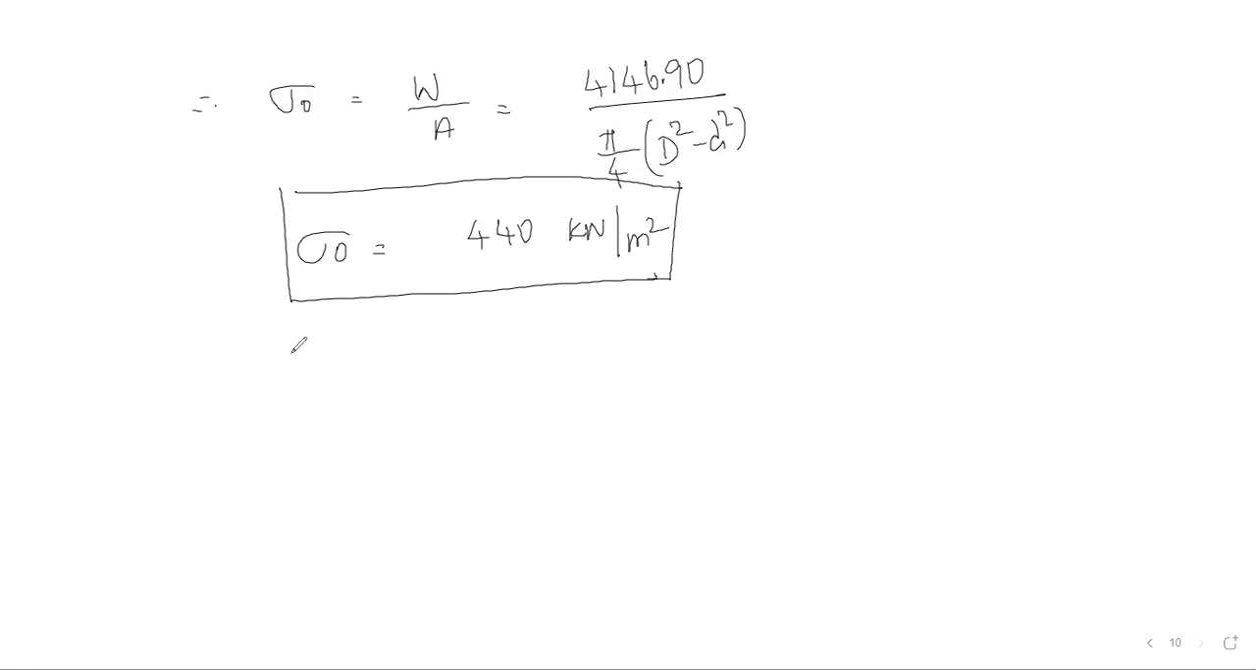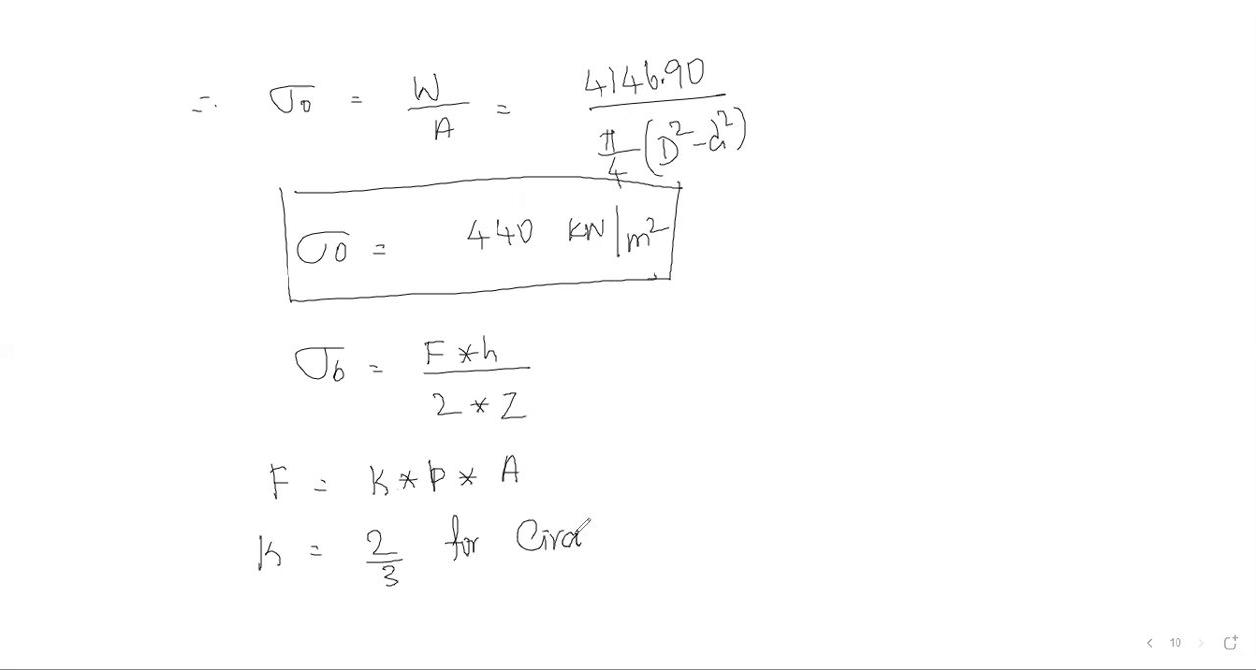Next we should move on to the bending stress. So for the bending stress we need F into H divided by 2 into Z, section modulus. Okay, whereas F is equal to K into small p into A, whereas K is equal to 2 by 3 for circular chimney. Similarly, the p value they have given as 1 kilonewton per meter square.